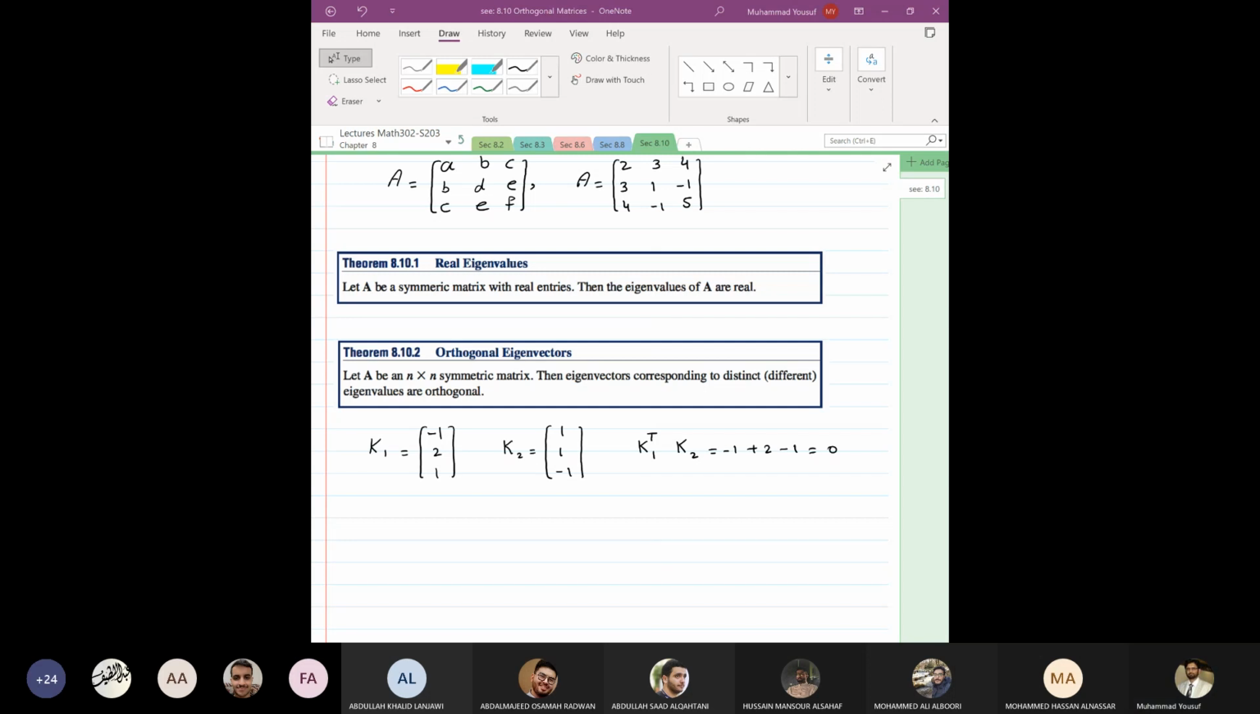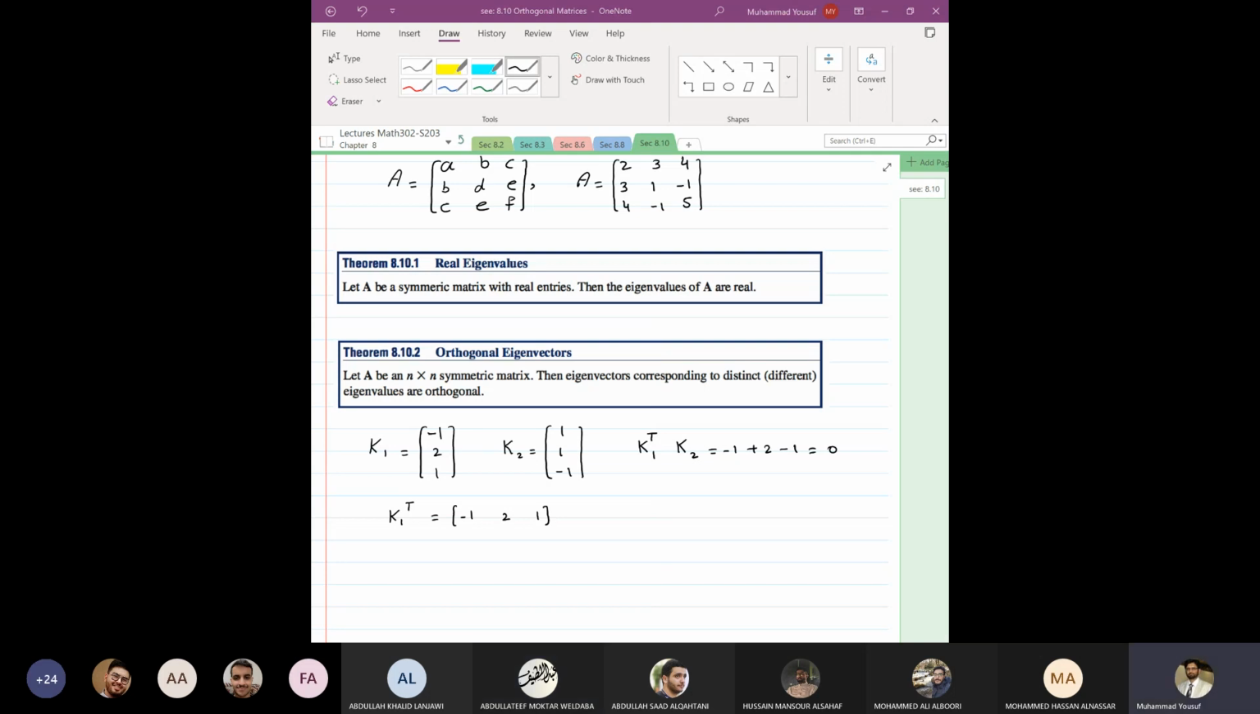Now, after learning these things, how can we do the transpose for 3 by 1 vectors or a 3 by 1 matrix? What is the transpose of K1? This. You change rows to columns, columns to rows. Okay.